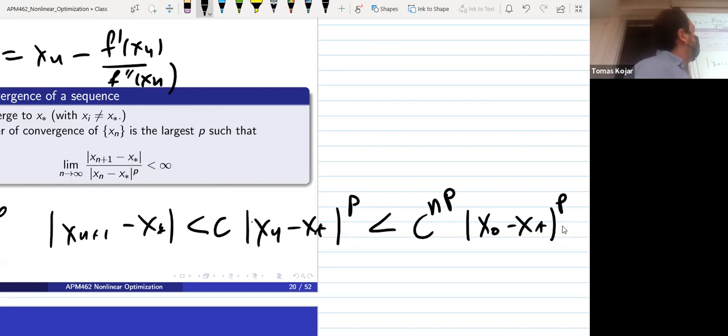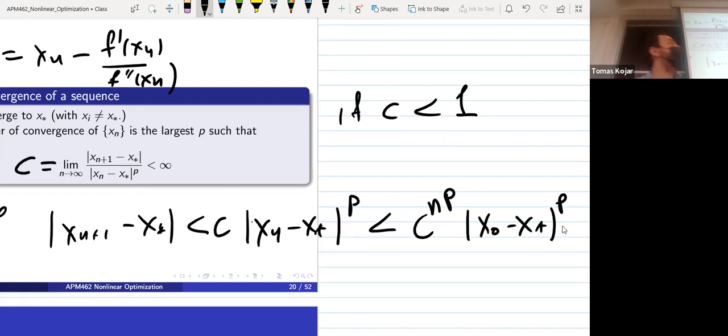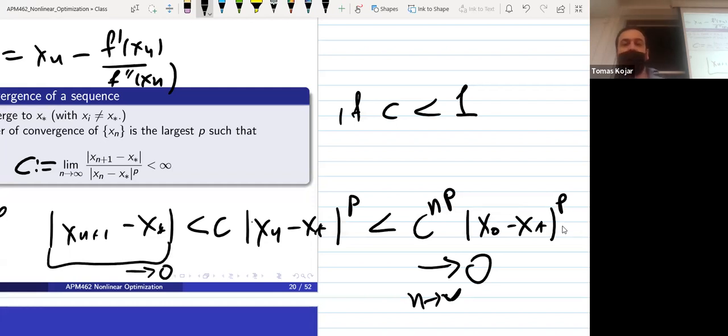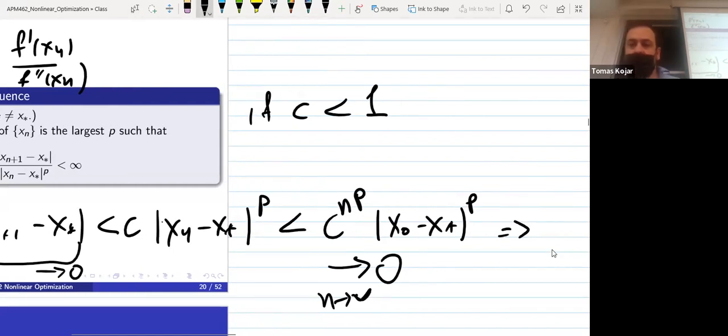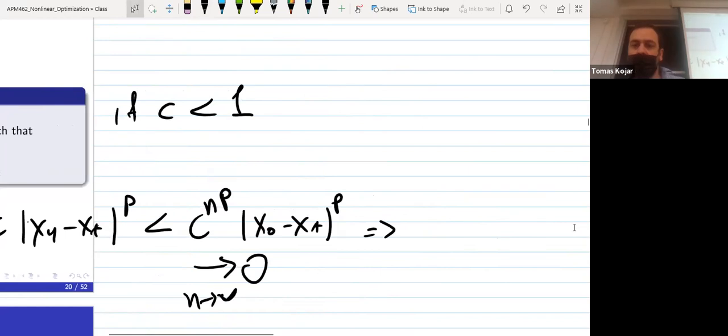And okay, now if c is less than 1, okay, so this constant is called c. Okay, that's the order of convergence constant over here. And if c is less than 1, this goes to 0 as n goes to infinity. So that means that this over here goes to 0. So indeed xn plus 1 goes to x star.